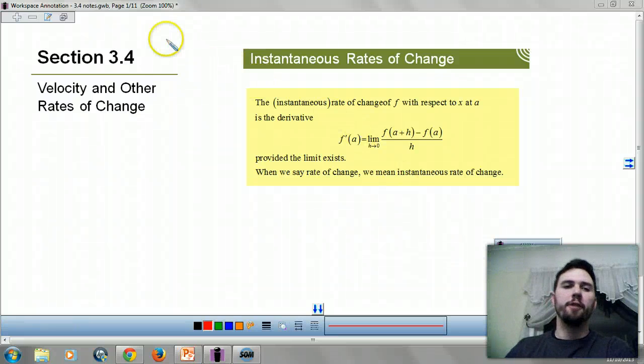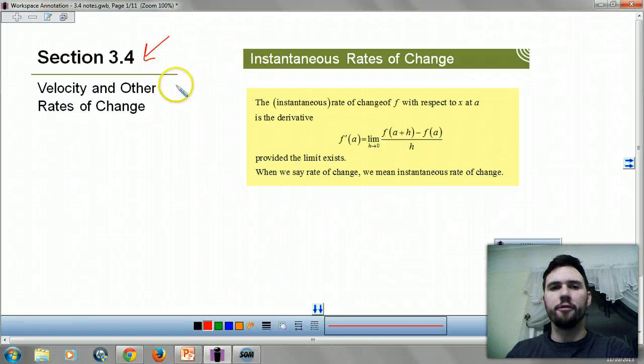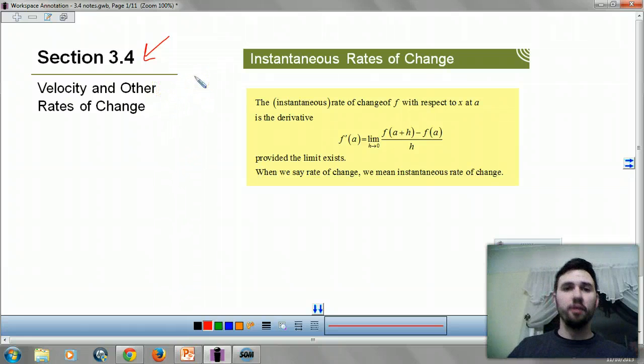Hey there, Calc kids. Today we're going to look at 3.4, velocity and other rates of change. It's everything we've been doing. We're just going to put other names to it. So let's get to it.